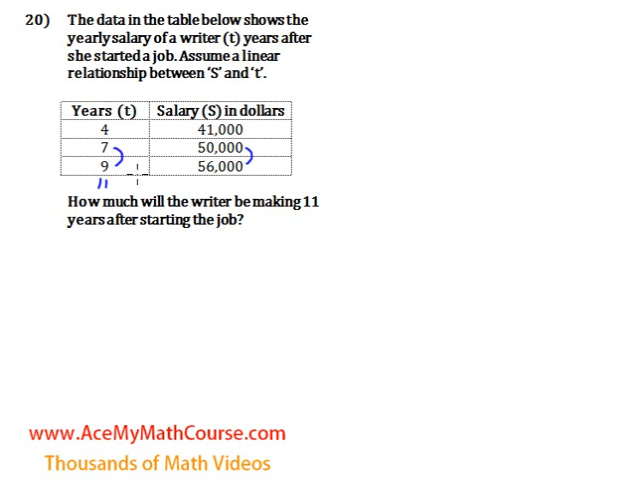So how much will she be making after 11 years? $62,000. That's it. That is the answer to this question. Because there's a difference here of 6,000, and there should be 6,000 between 9 and 11 years as well. Just because between 7 and 9 there are 2 years, and between 9 and 11 there are 2 years.